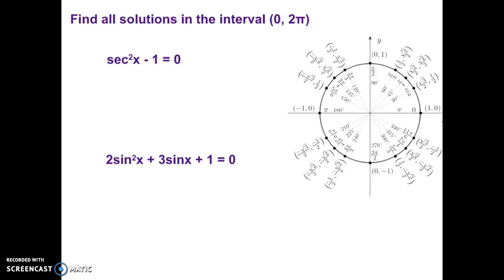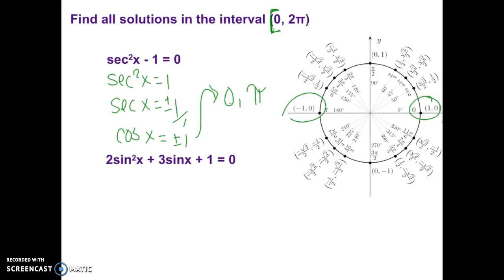Now, find all solutions on the interval. This is no different, except that I don't add on plus 2 pi n. So let's begin. I want to know secant squared x equals 1. So when I square root, secant of x equals plus or minus 1. Secant is the same as 1 over cosine. So cosine of x, this is over 1, is plus or minus 1. Whereas cosine 1 or negative 1, that would be here or here.